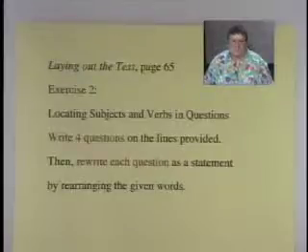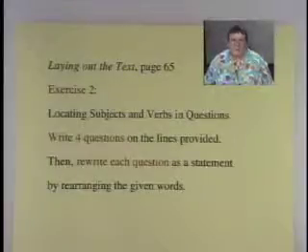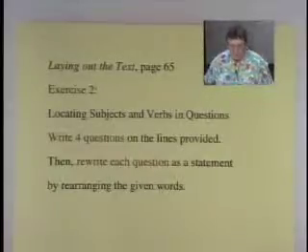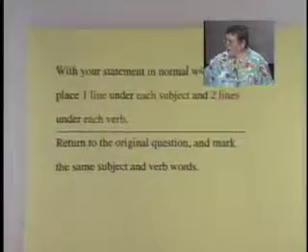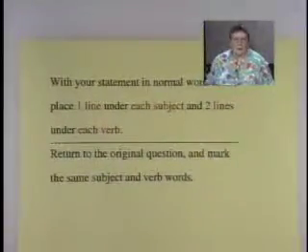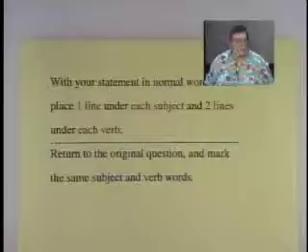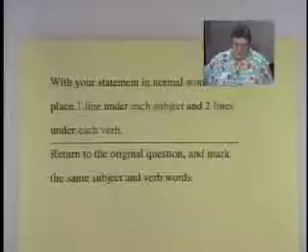And what I want you to do is to write 4 questions on the lines provided. You have the space right in your book. And then, after the fact, I want you to rewrite each question as a statement by rearranging the given words. When you get your statement in normal word order, in the normal word order rewrite, I want you to put 1 line under each subject and 2 lines under each verb. And then go back to the original question and mark the same subject and verb words. Now, don't do your rewrite until you've finished all your questions.